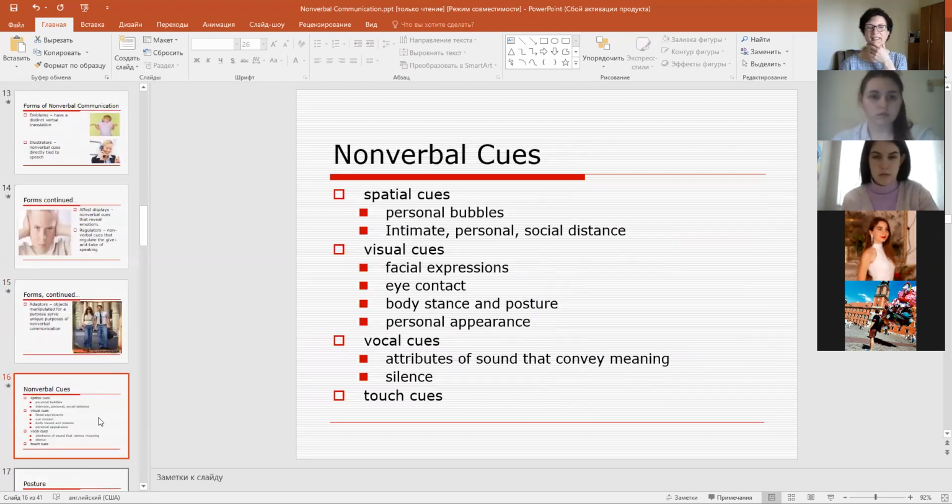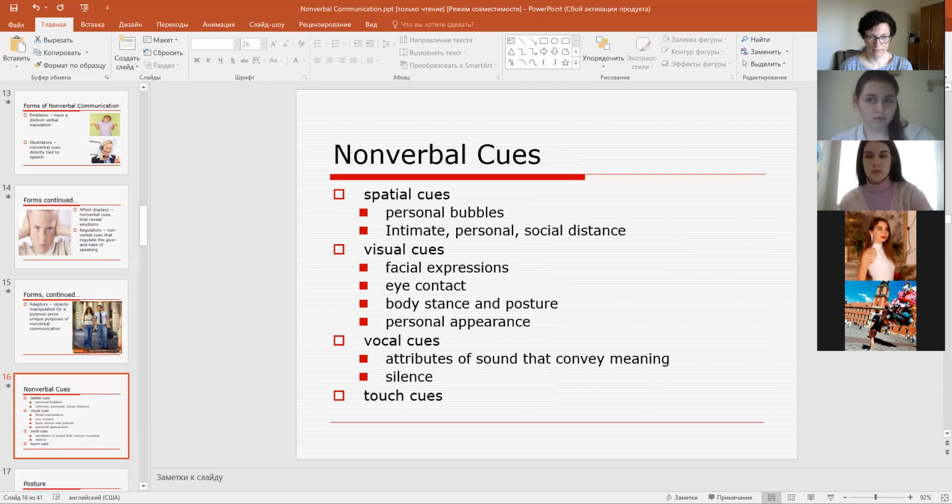Okay, and let's go to these cues. Let's go to spatial, visual, and vocal cues that tell us about the forms of nonverbal communication. They are about space, they are about what we see, they are about how we pronounce it, and they are also about touch. Igor, comment on this slide.